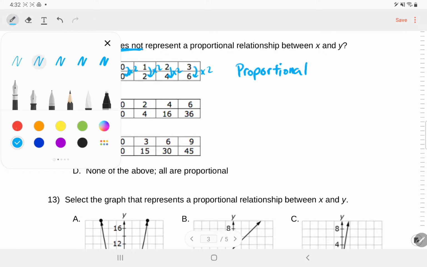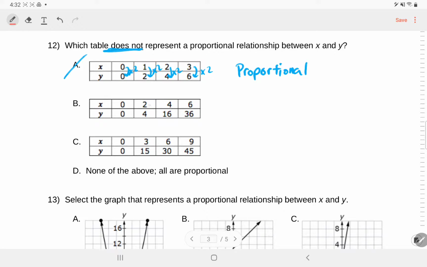So for B, now we're going to check out the second one. 2 times 2 is 4. 4 times 2 is not 16. 6 times 2 is not 36. Instead, what we're seeing here is 4 times 4 is 16, and 6 times 6 is 36. So this is not proportional. Okay? So we know this one right here is the answer.